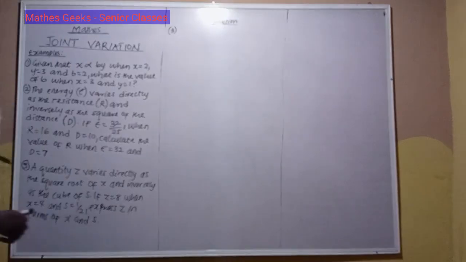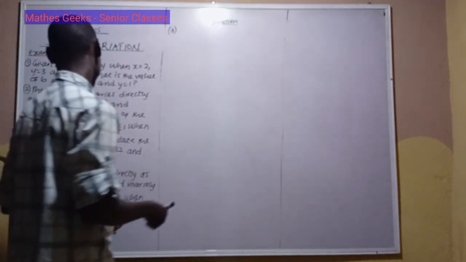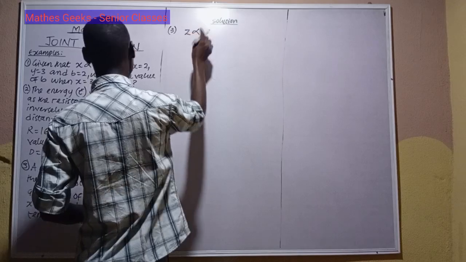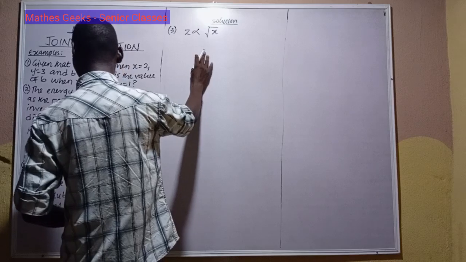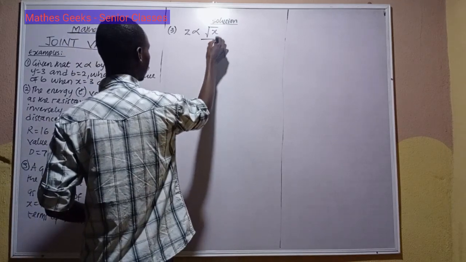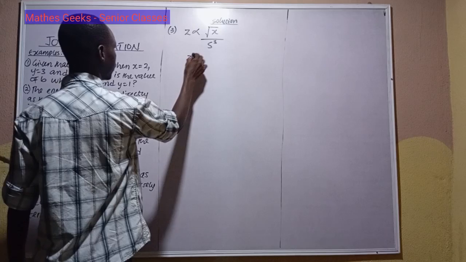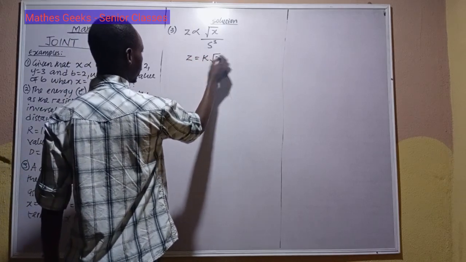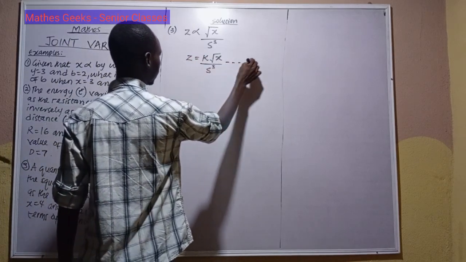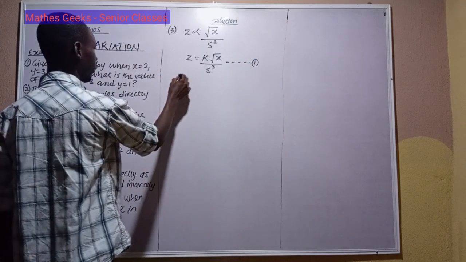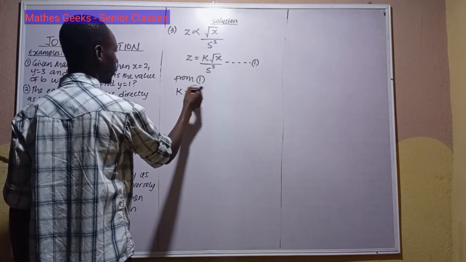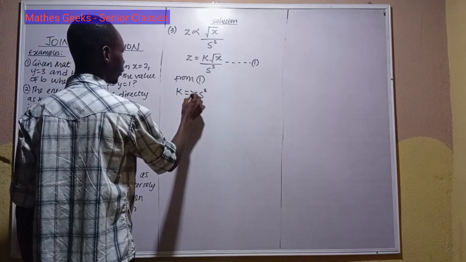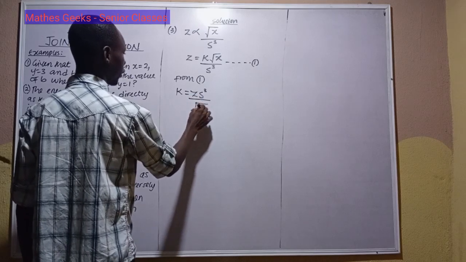A quantity z varies directly as the square root of x and inversely as the cube of s. So z is equal to Q root x over s cubed, equation 1. So from 1, make Q the subject of the formula. Q is equal to z s cubed over root x.